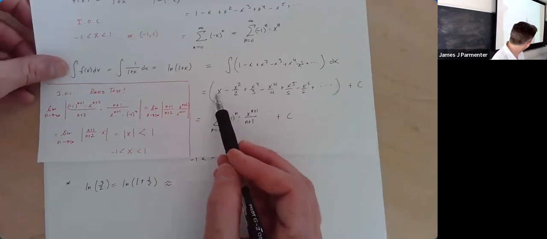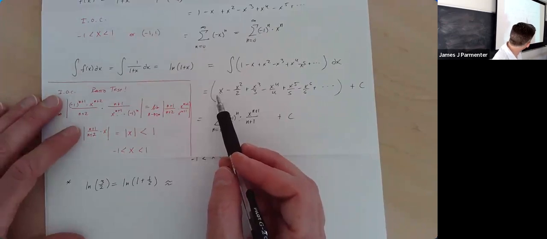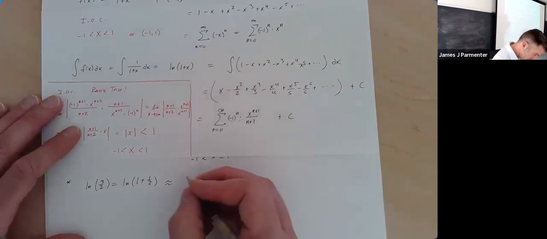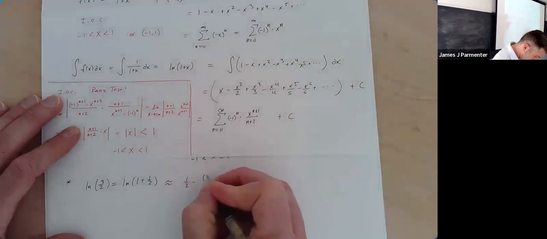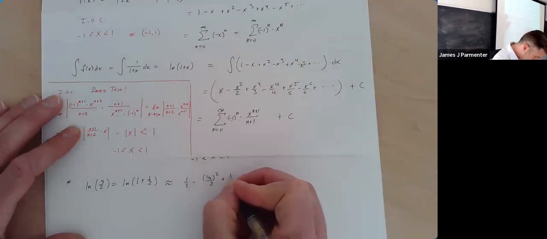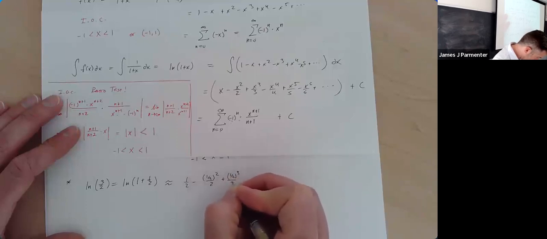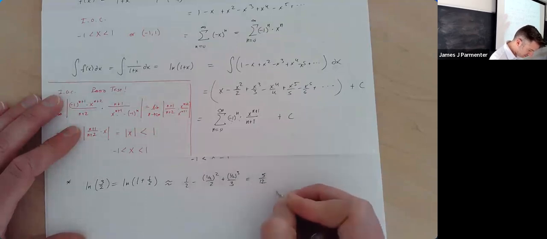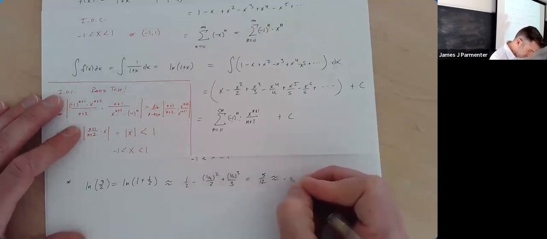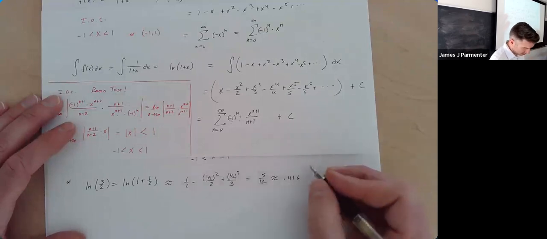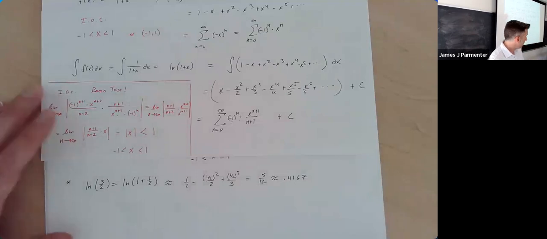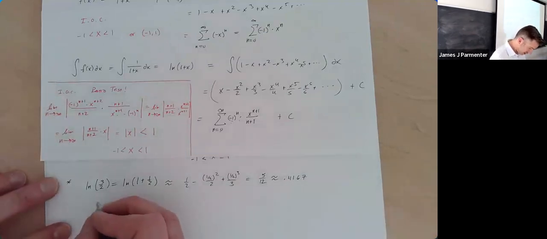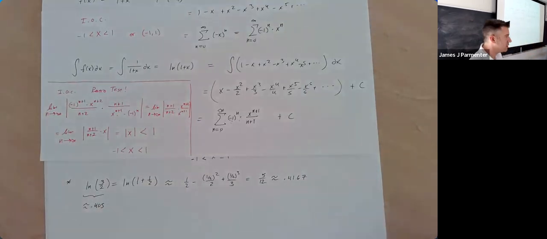So I'm just going to plug in x equal to 1/2 and get approximately, well, let's see, 1/2 minus (1/2) squared over 2 plus (1/2) cubed over 3. If I simplify this, it's equal to 5/12, which is approximately 0.4166. Well, not approximately 6 forever. Let's just go with the 7 bit. If you use a calculator, the natural log of 3/2 is approximately 0.405. It's a pretty good approximation of the natural log of 3/2 without doing too much terrible work.